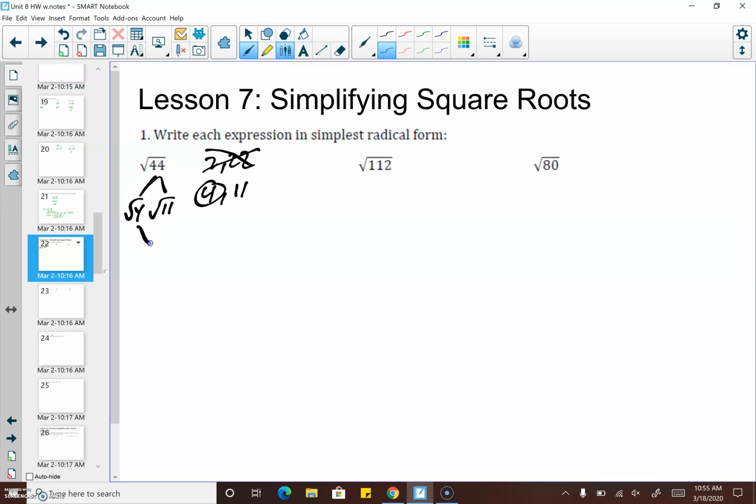So we open up our diamond. Perfect square always goes on the left, non-perfect square on the right. So the square root of 4 is 2, and then the non-perfect square 11 stays inside.